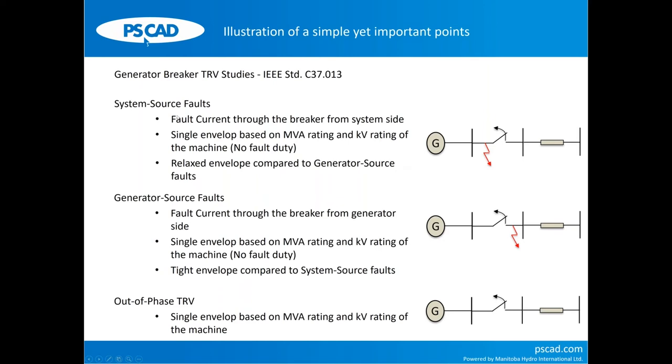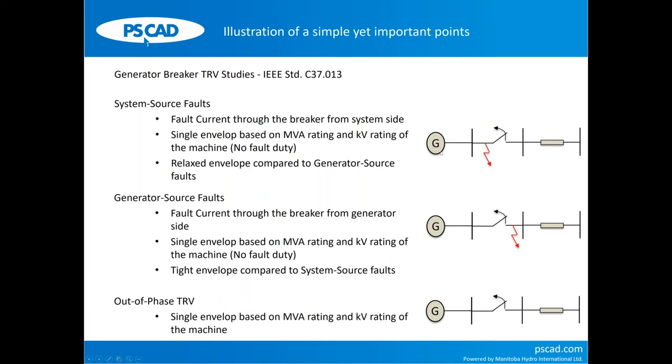Therefore, when we are doing a generator breaker TRV study, we have to carefully select the correct capability curves, even for the same breaker, depending on which side you have the fault. And the other point is there is no duty cycle for generator breaker TRV capability curves. Normally they have only one waveform, one capability curve, so you check the measured TRV against that single envelope. That single envelope is defined based on the MVA rating of the generator as well as the kV rating of the generator.